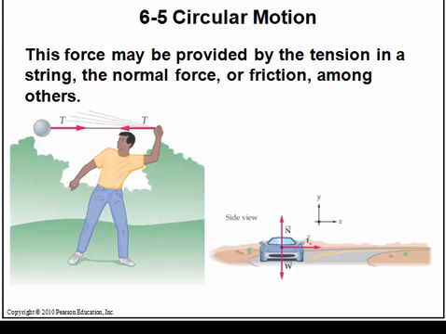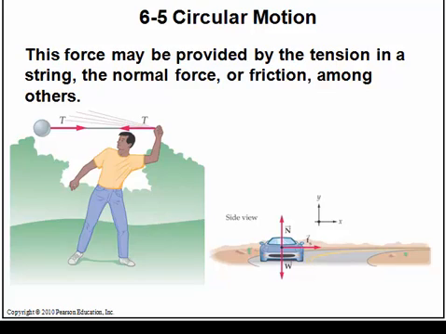Now consider a car rounding a flat curve on a road. The only force pushing the car into the curve is the force of static friction. So the static friction has to be equal to the amount of centripetal force needed to keep it in the curve of whatever radius and at whatever speed the car is traveling at.